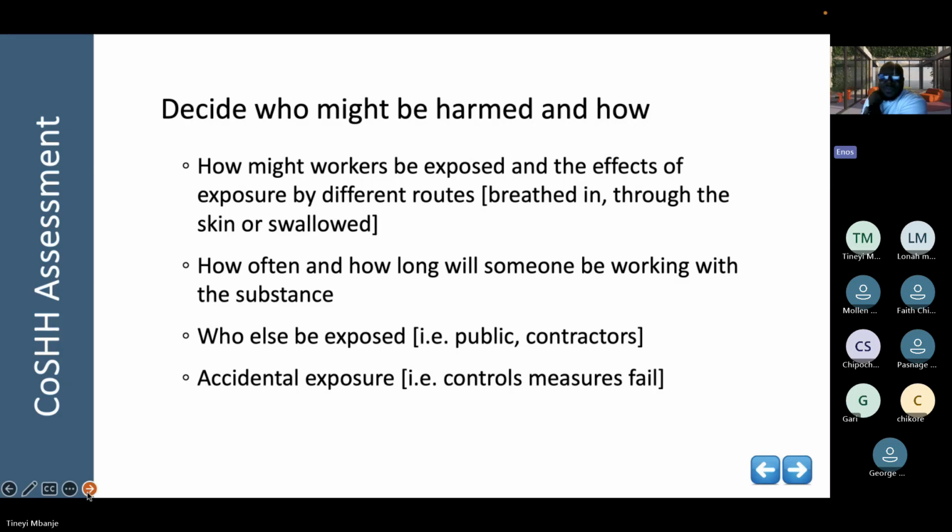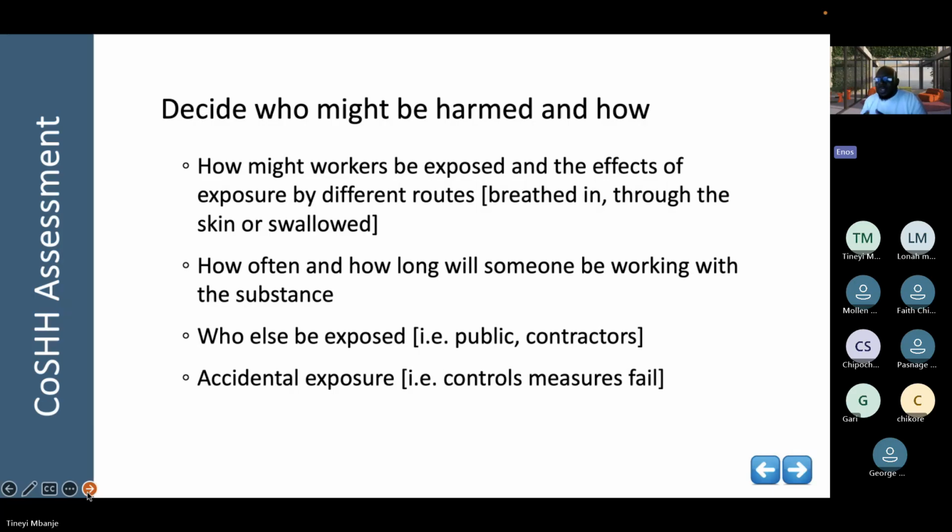So again, this is the process I've talked about, that decide who might be harmed. It's important to highlight who might be harmed. It could be the supervisor, it could be the workers, it could be anyone who comes to the site. Be able to put that together and also look at how often and how long will someone be working with the substance. So remember, I was talking about that paint. It's a volatile organic compound. Even though they're in the open space, they might need to wear a mask, FFP3, because they are really close to it. And you might need to figure out how long should they be working in that environment to look at time-weighted limits and exposure limits.